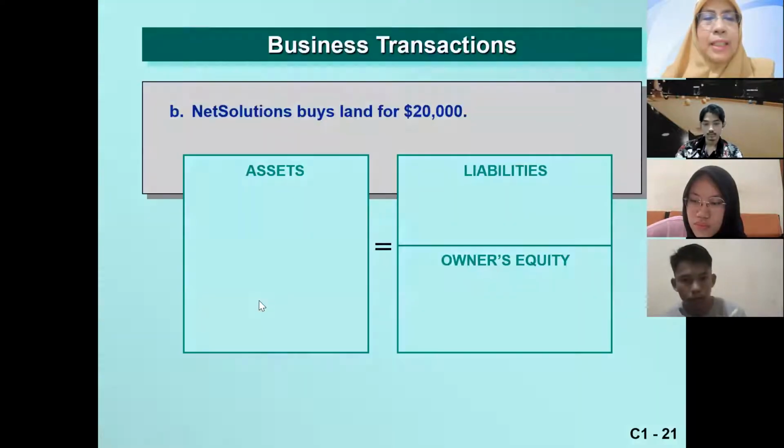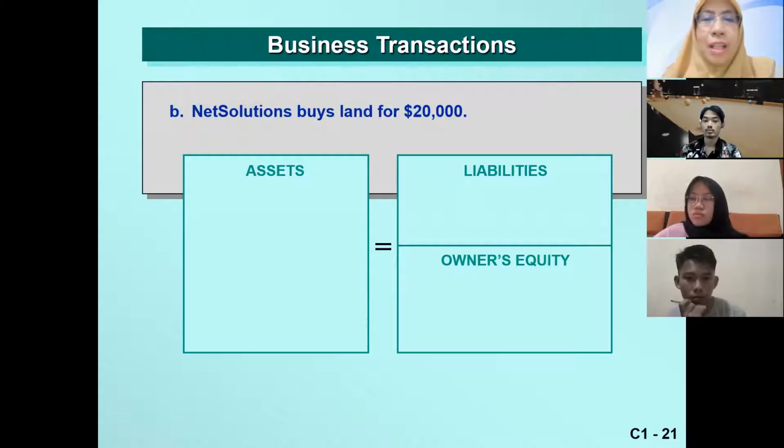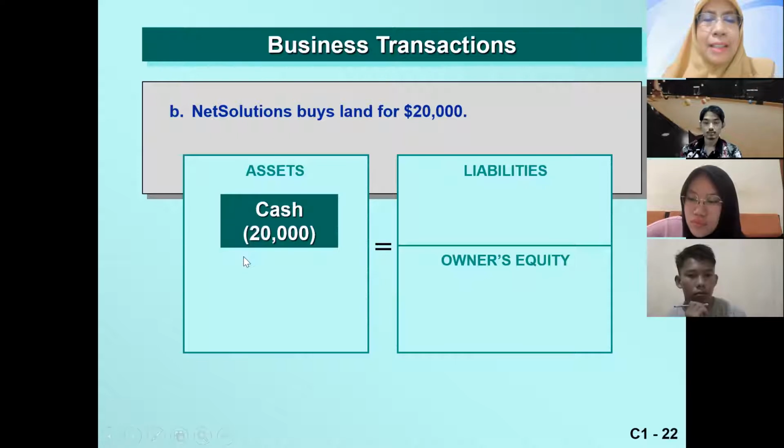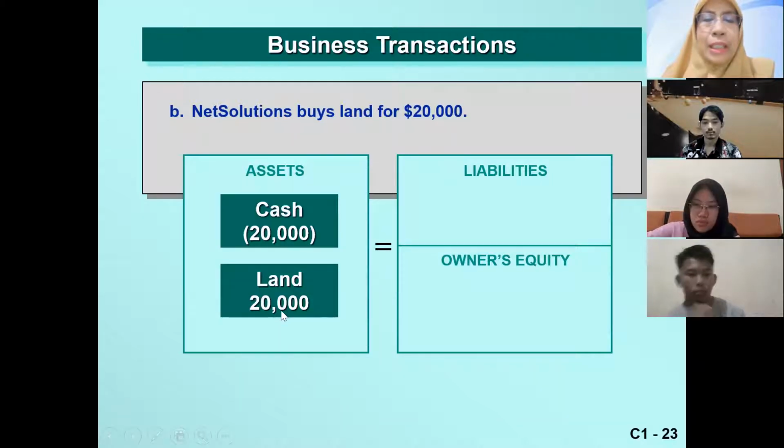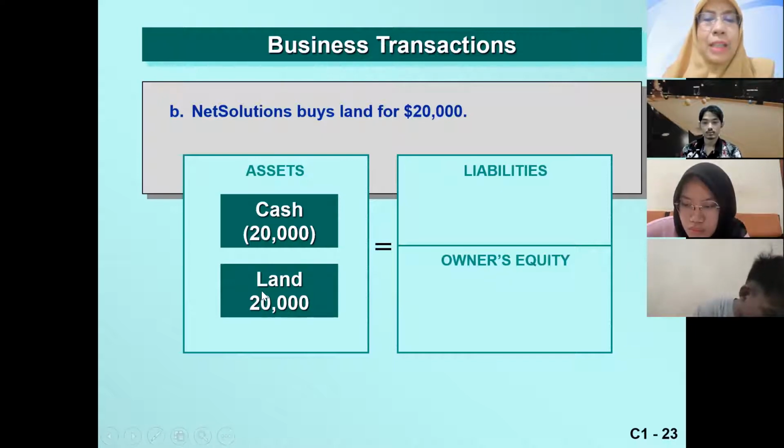All right, the next one is Net Solutions. The company buys land for 20,000. The company has already had $25,000 for starting the business, and the owner uses the company's cash to buy land. Yeah, so we are going to record land on the asset side. And in order to buy land, we are going to deduct the cash. So land will be increased, 20,000 added, and cash will be deducted 20,000.